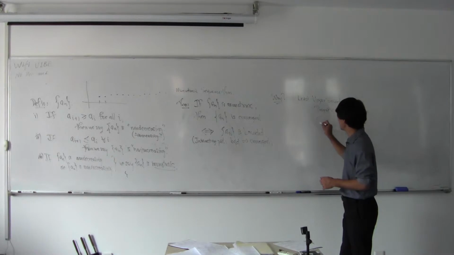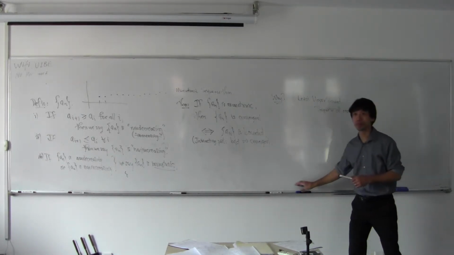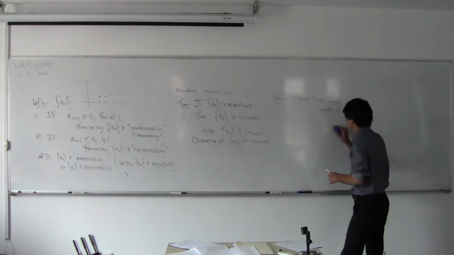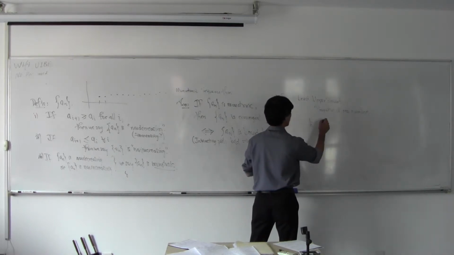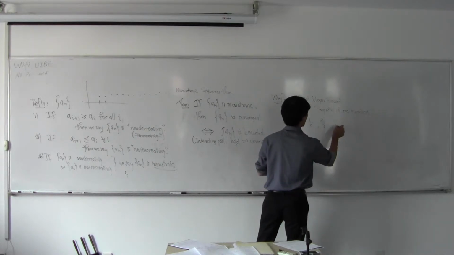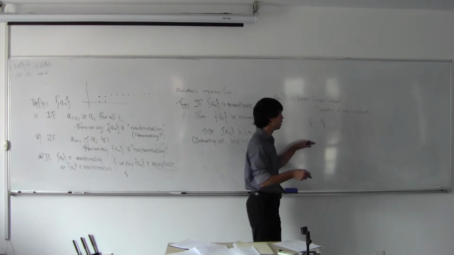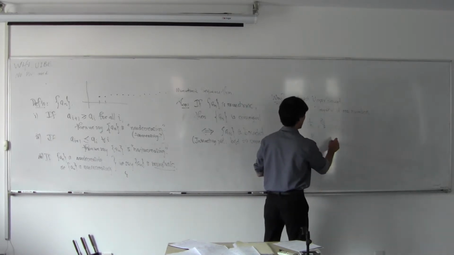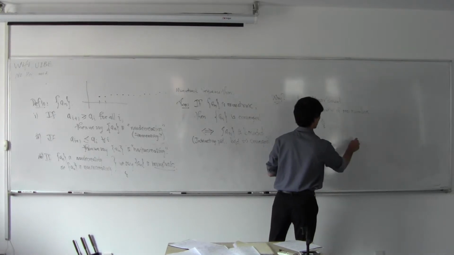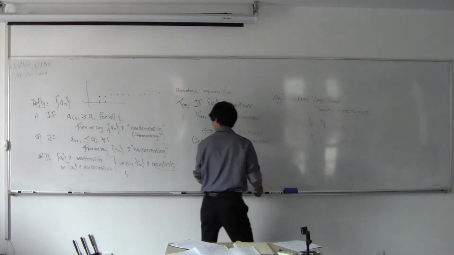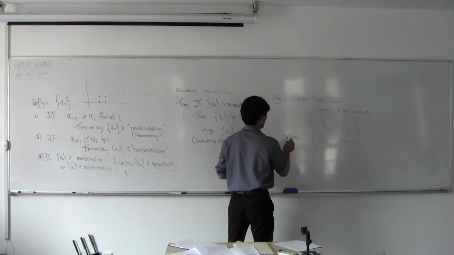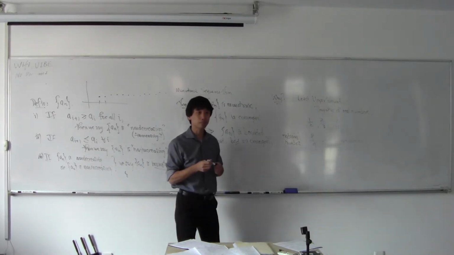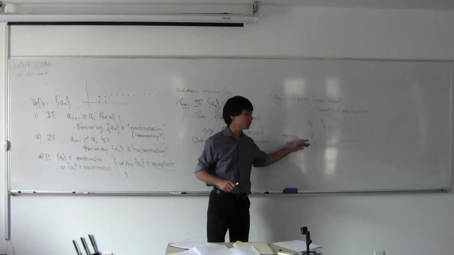So let me first ask this. Is everybody familiar with the rational numbers? Does everyone know what the rational numbers are? Things that look like 1 over 2, or 2 over 3, or negative 7 over 11. When you have p over q, and p and q are integers, and q is not 0. You must have encountered them at some point.